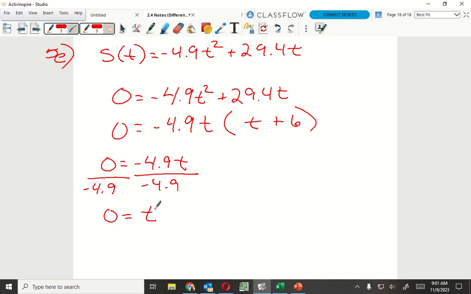The next one is going to be, ooh, do you know what I messed up on? I factor out a negative. Since I factor out a negative, this positive now turns to a negative. There we go. So plus 6. So 6 is equal to t. So how long did the ball stay in the air? 6 seconds.